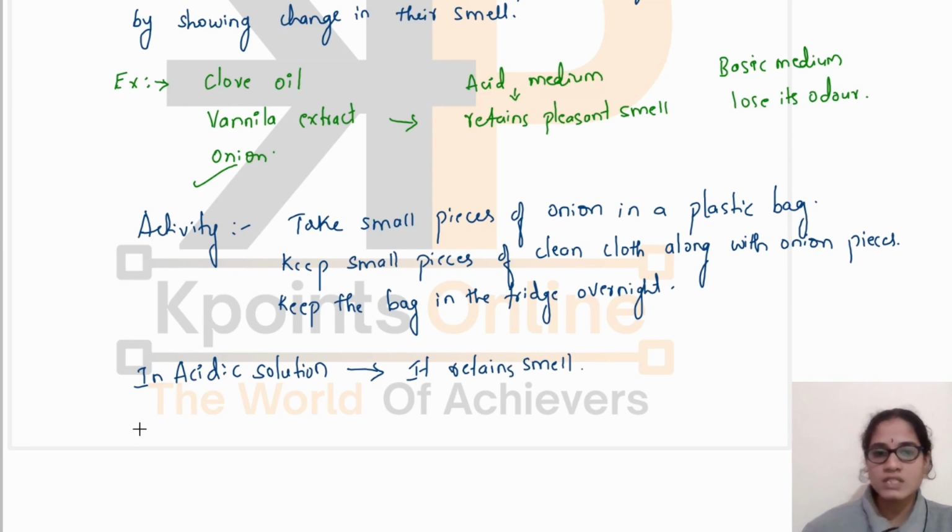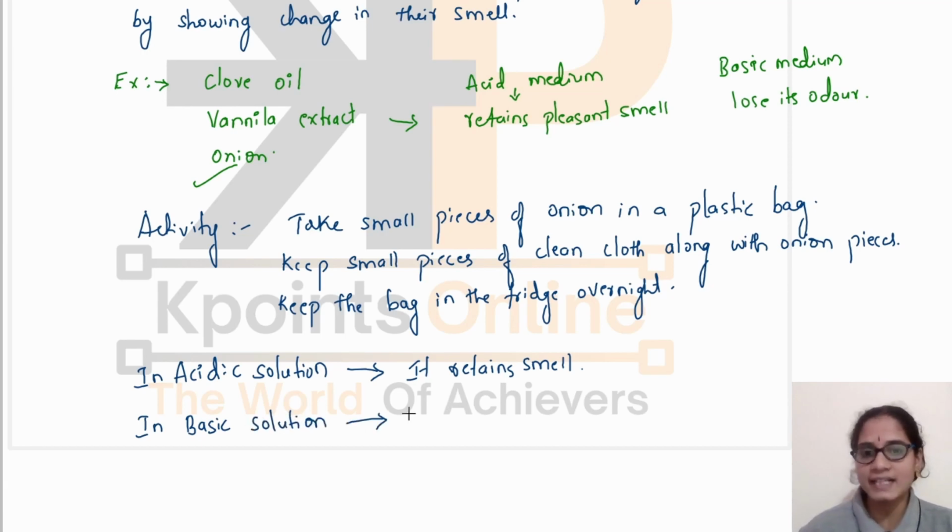Suppose you dip another cloth that was kept along with onion pieces in a basic solution, what happens? You can easily feel that it loses its smell. Whatever characteristic smell of onion was there before dipping it into the basic solution, it has lost. This shows that the given solution is a base. If it retains the smell, then it is acid. If it loses the smell, then it is a basic solution.